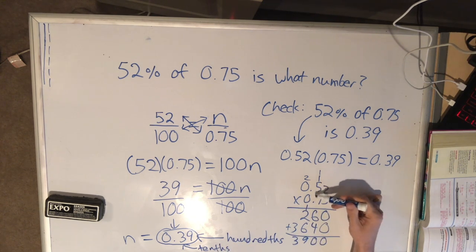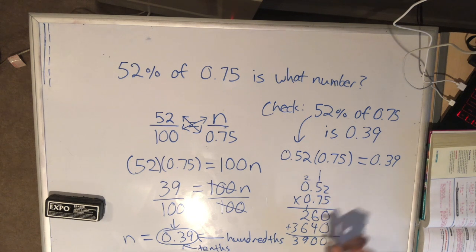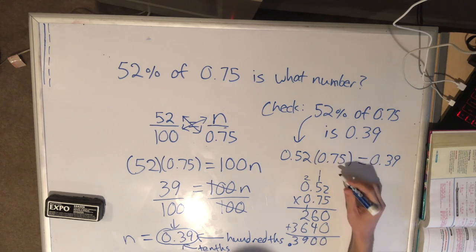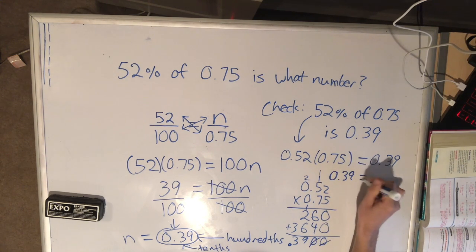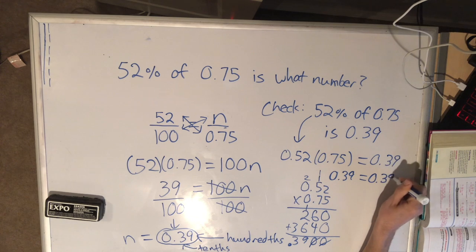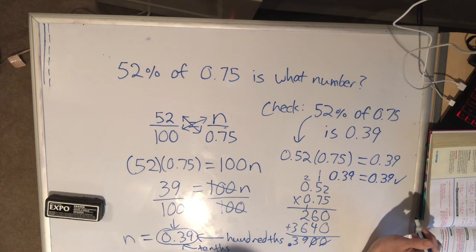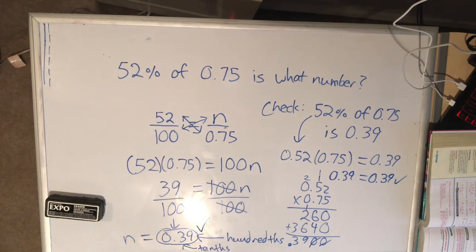There are 4 decimal places total in the multiplication problem, so we need 4 decimal places in the answer. The zeros at the end of decimal numbers do not affect the value, so it's just 0.39. So we get 0.39 equals 0.39, which of course is a true equation, so our answer n equals 0.39 must be correct. 52% of 0.75 really is 0.39.